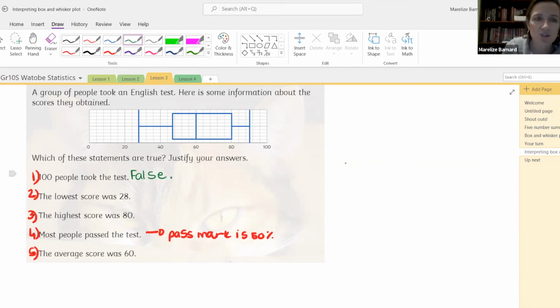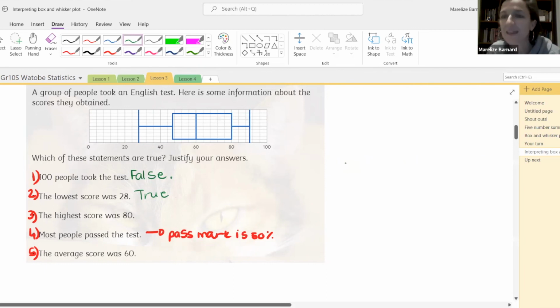Okay, right. The lowest score is 28. I think that is quite easy to see that that is true. Okay, and the highest score was 80. Who wants to give an answer? Let's put our hands up, or pop it in the chat. Mugeti says it's true. Isa, you've got an answer. Go for it.